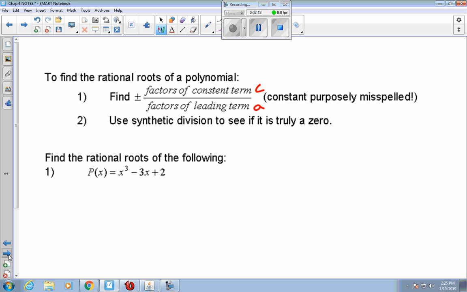Okay, find the rational roots of the following. What we have to do first is list the possible roots. So my possible roots are plus or minus c over a. This one's kind of easy. C is all the factors of 2, so they're 1 and 2. And the factors of A are just 1. That's it. So these possible roots are plus or minus 1 and 2. So there are 4 possible roots.